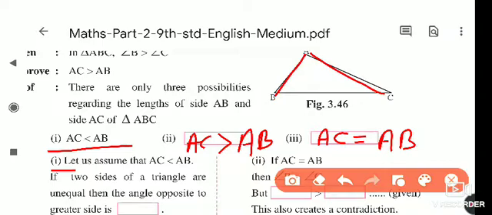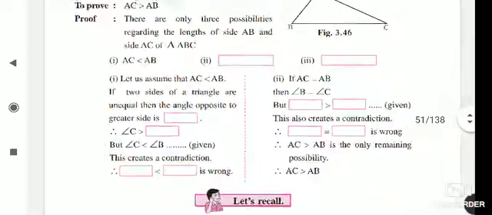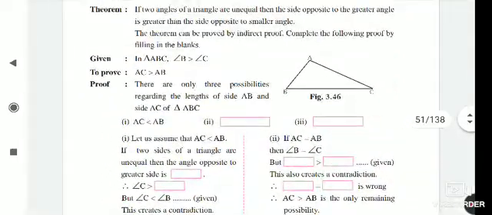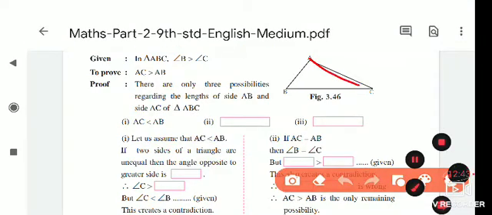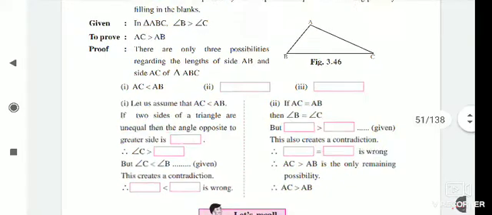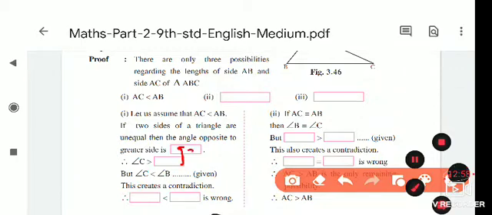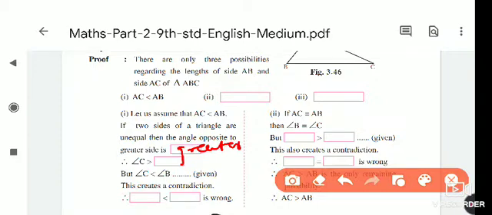Now one by one we will study these possibilities. Let us assume the first possibility, that AC is smaller than AB. If we take this possibility, then what follows? If two sides of a triangle are unequal, then the angle opposite to the greater side is greater. We had seen that. What did it tell you? The above theorem, we just saw that theorem. The angle which is opposite to the greater side is greater.